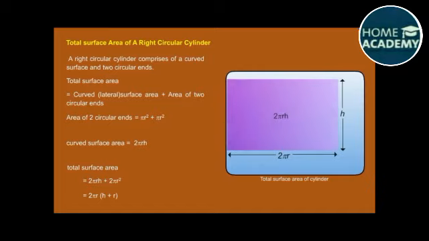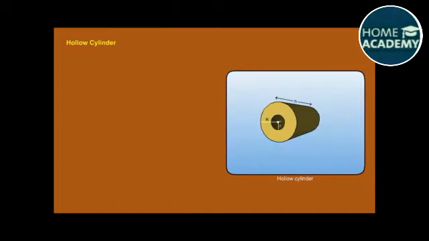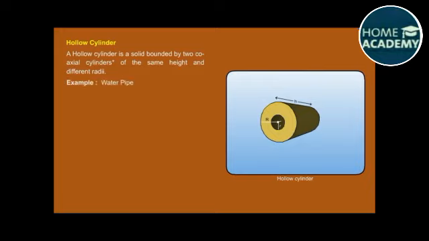Total surface area equals 2 pi r h plus 2 pi r square, which equals 2 pi r into h plus r. Hollow cylinder. A hollow cylinder is a solid bounded by two coaxial cylinders of the same height and different radii. Example: water pipe.